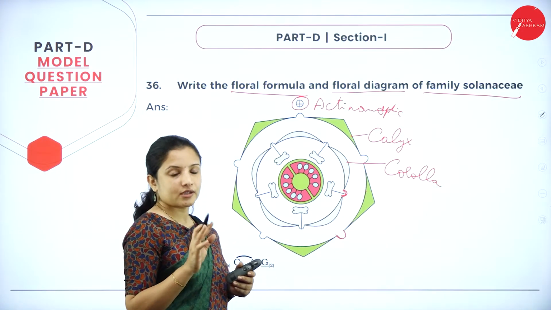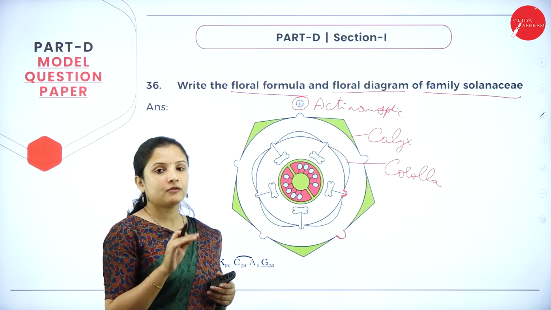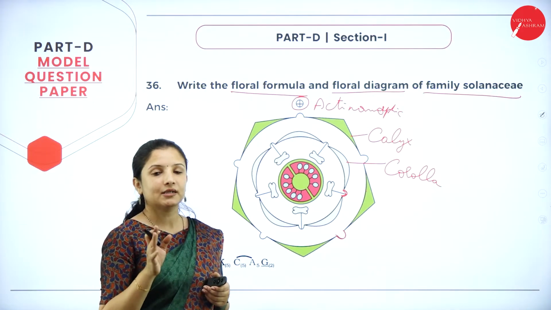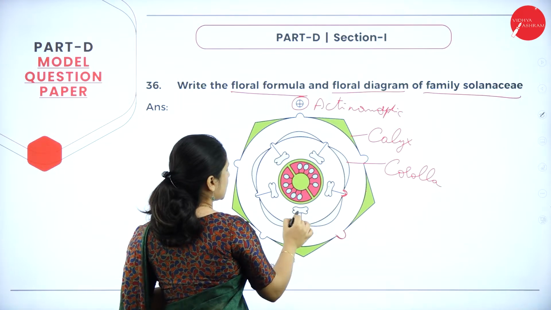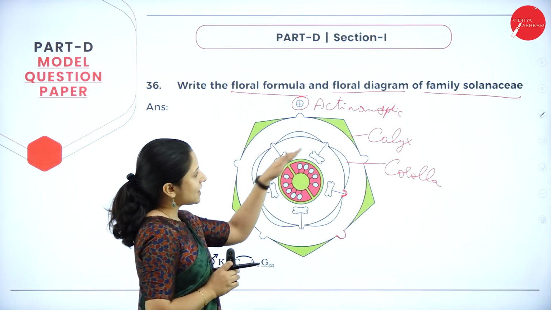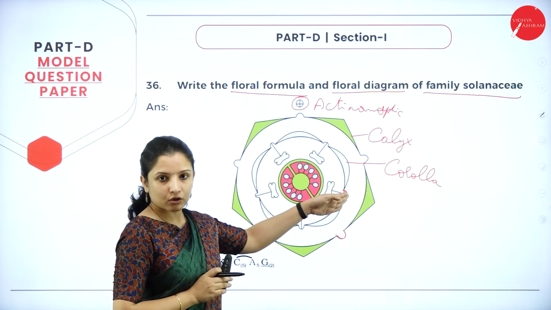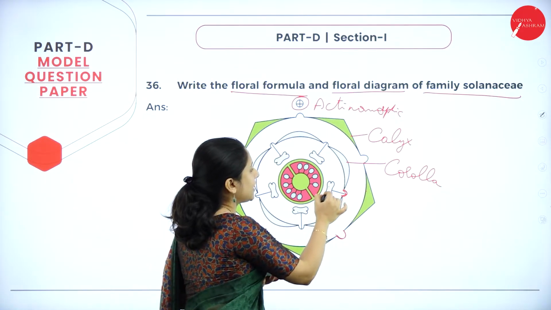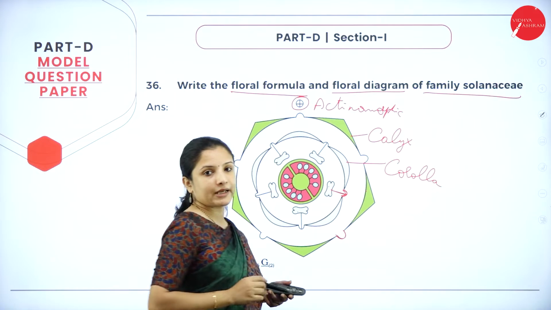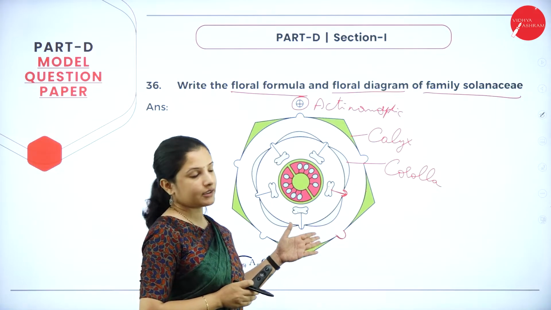Next, talking about the anthers. Inner to the corolla are present the anthers. How many anthers are there? There are 1, 2, 3, 4 and 5 anthers. Each anther is attached to the corolla. You have to draw it like this. If it is not attached, you can just freely draw it, with no need of drawing this line, but it is attached in the case of Solanaceae, so you need to draw it.